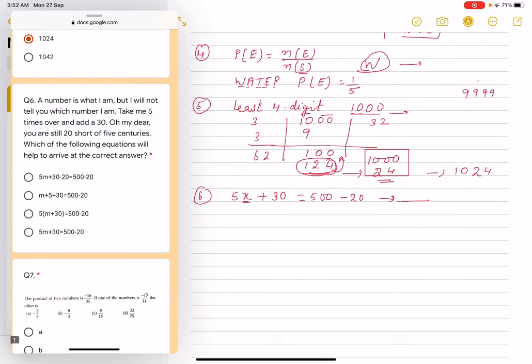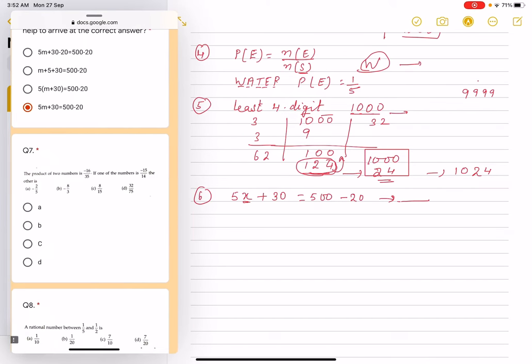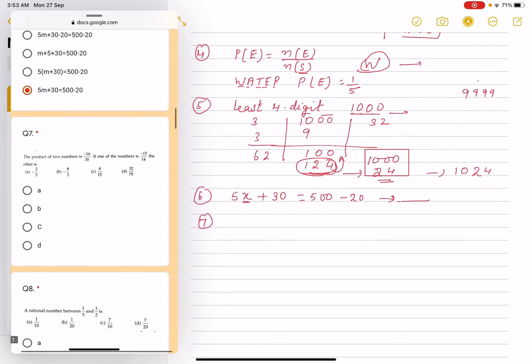The last option is equal to 500 minus 20. Here we don't have to solve the equation, we only have to frame the equation.